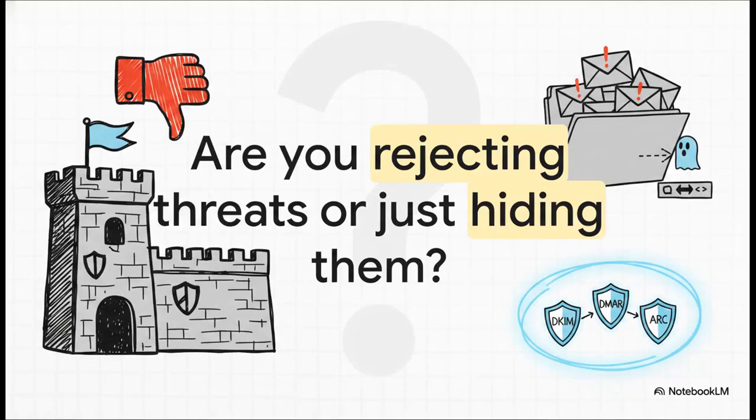Which leaves us with this final question to ask yourself today. Go look at your Microsoft 365 environment right now. Is your email fortress actually rejecting verified threats, or are your anti-phishing policies accidentally just hiding sophisticated spoofing right inside your users' quarantine folders, just crossing your fingers and hoping they don't click release? Now that you have the playbook for DKIM, DMARC, and ARC, it's time to find out.